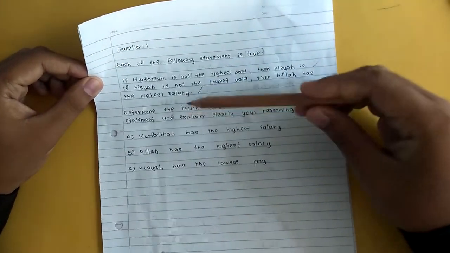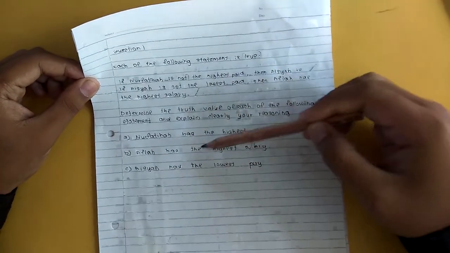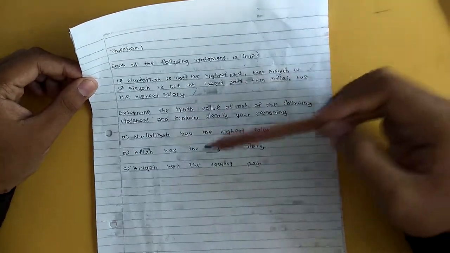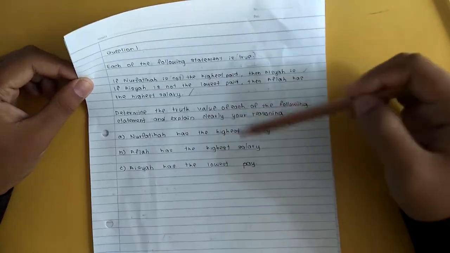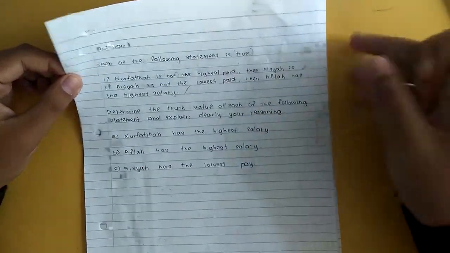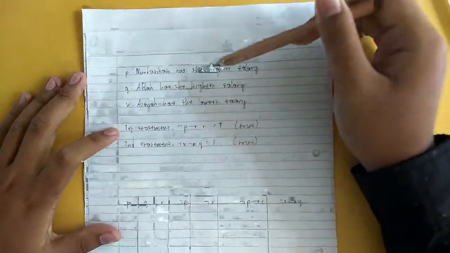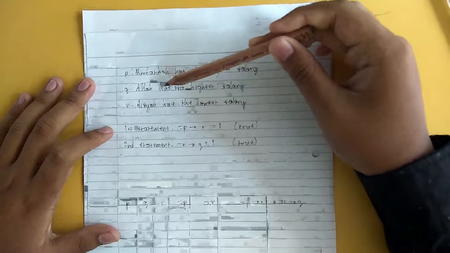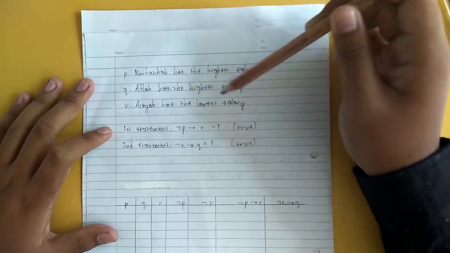A, the first statement is Nur Fatiha has the highest salary. B, Aflah has the highest salary. And C, Aisha has the lowest pay. So in this case, we must change these statements to primitive statements like this. P, Nur Fatiha has the highest salary. Q, Aflah has the highest salary. And R, Aisha has the lowest salary.